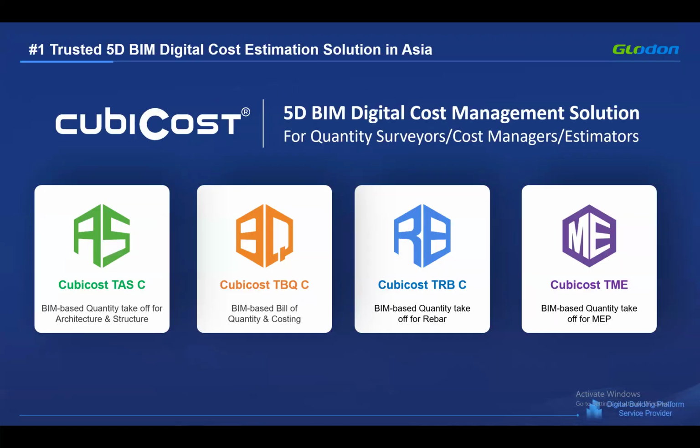We have four individual software: CubiCost TES, TBQ, TRB, and TME. TES for structural and architecture, TBQ for cost management, TRB for reinforcement, TME for MEP.